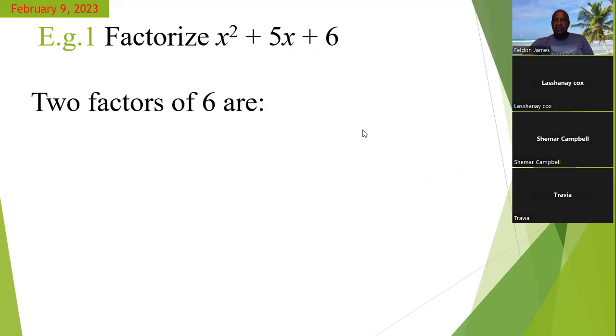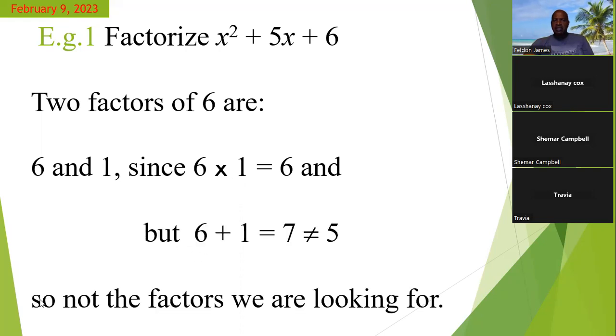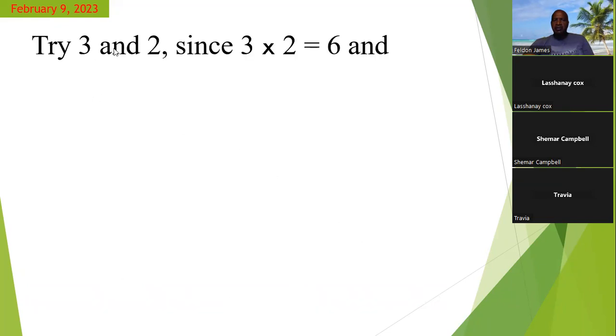So find 2 factors of 6. We could try 6 and 1, but we see that 6 plus 1 would not give you 5. Instead, it will give you 7. So those two factors wouldn't work. So we then try some other factor. The factors that seem to work would be 3 times 2. 3 times 2 gives you 6, and 3 plus 2 would give you 5.